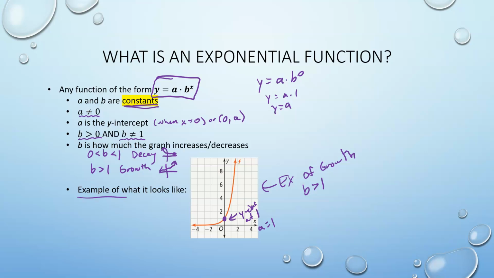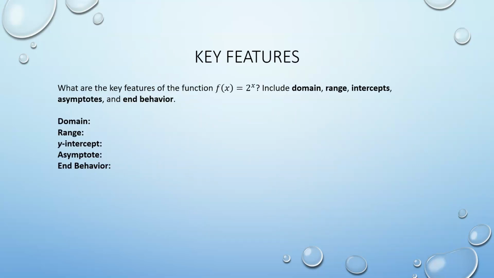But now we have to be able to identify the key features. All right, so what are some key features of the function f of x equals 2 to the x, including domain, range, intercepts, asymptotes, and end behavior? And we want to graph these to be able to really see it. And anytime we want to graph something that we haven't seen, we're just going to make a table of values. When we make our table of values, we always want to include negatives, we want to include 0, and we want to include positives. So this is f of x, so I'm plugging these values into 2 to the x.